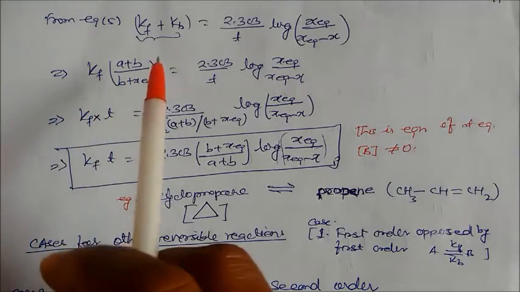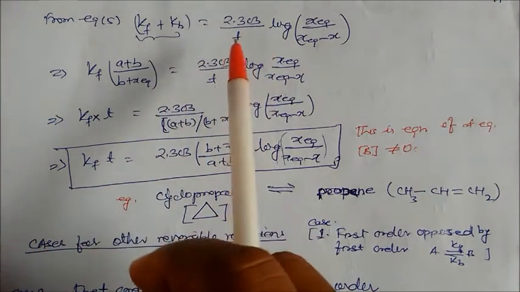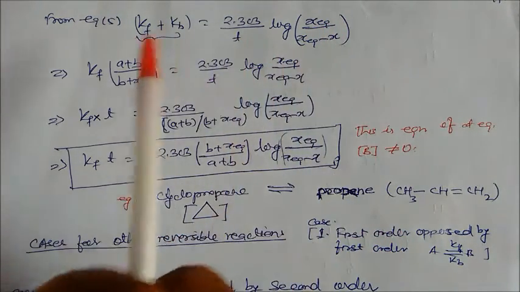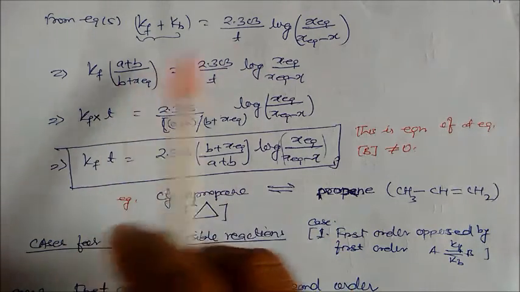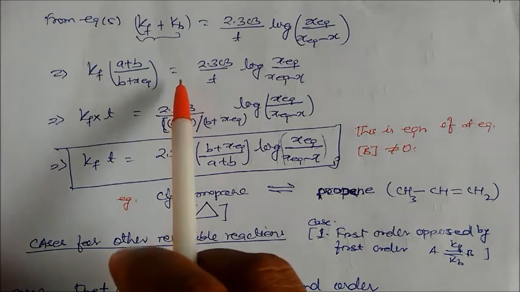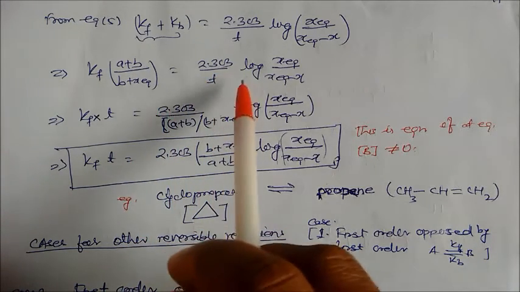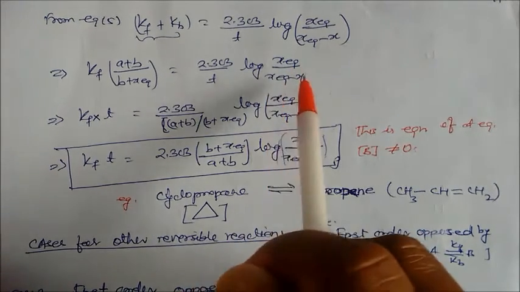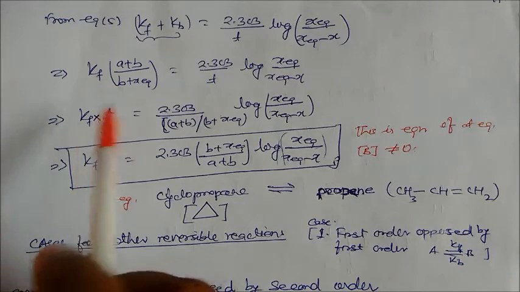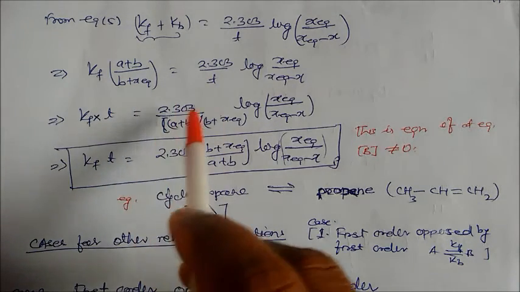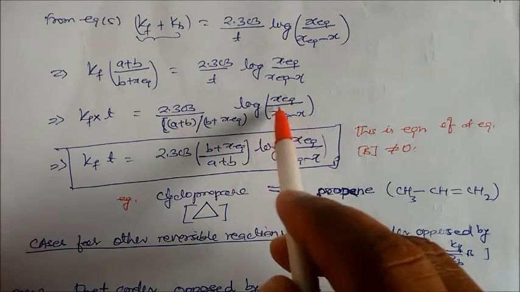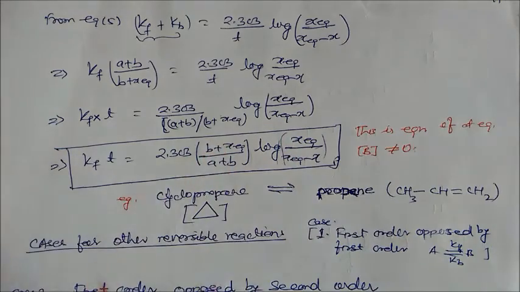From equation 5, Kf plus Kb equals 2.303 divided by t, log of x equilibrium divided by (x equilibrium minus x). This we have already derived before. So we can write Kf into (a plus b) by (b plus x equilibrium) equal to 2.303 divided by t into log of x equilibrium by (x equilibrium minus x). So if you multiply by t, Kf into t is equal to 2.303 into (a plus b) divided by (b plus x equilibrium) into log of x equilibrium by (x equilibrium minus x).